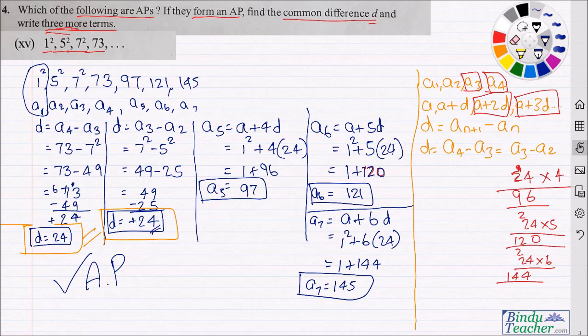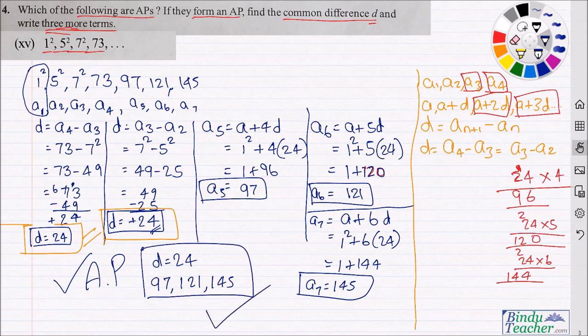Okay, so now we have got all the answers that we needed. With this, we can say that yes, this list of numbers does form an arithmetic progression where the common difference D is 24, and the three more terms are 97, 121, and 145.